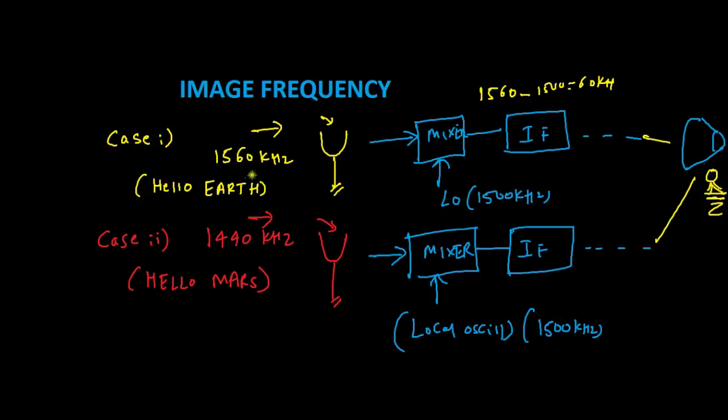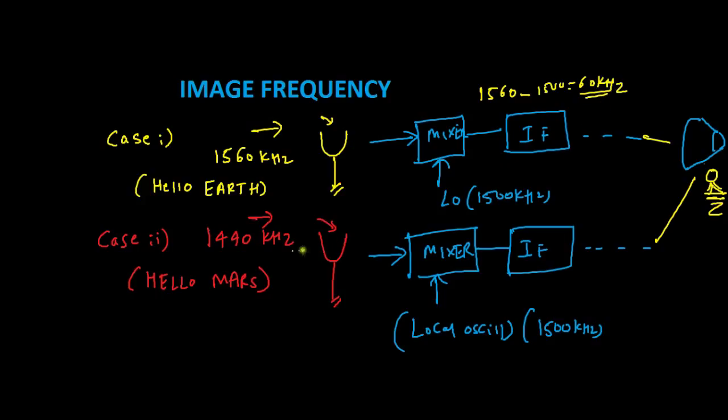So what happens, first this 1560 kHz will enter the mixer, and we have a local oscillator set to 1500 kHz. So both of these will mix, and they will leave a 60 kHz signal. This is sent to the IF amplifier, and then we get a message signal on 60 kHz.